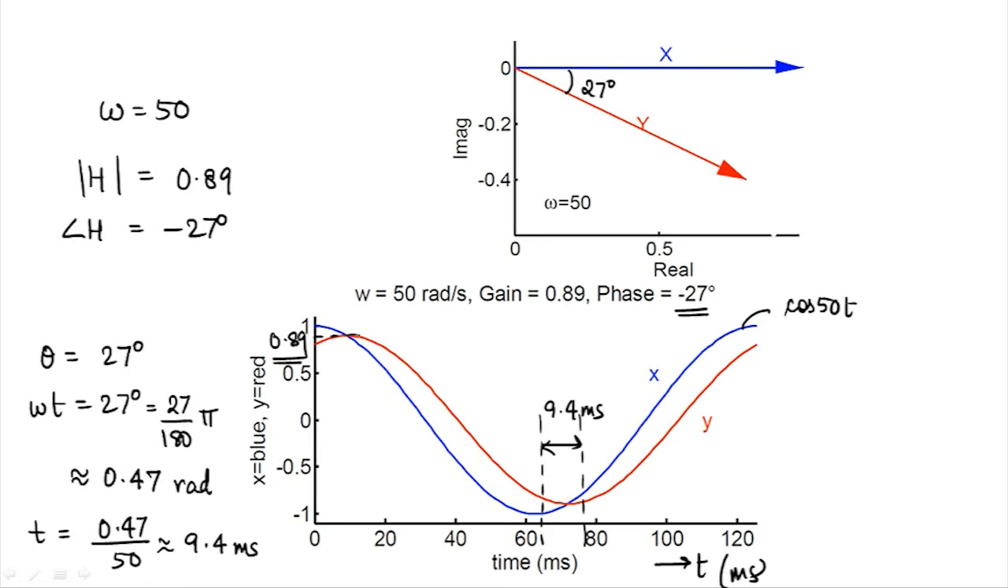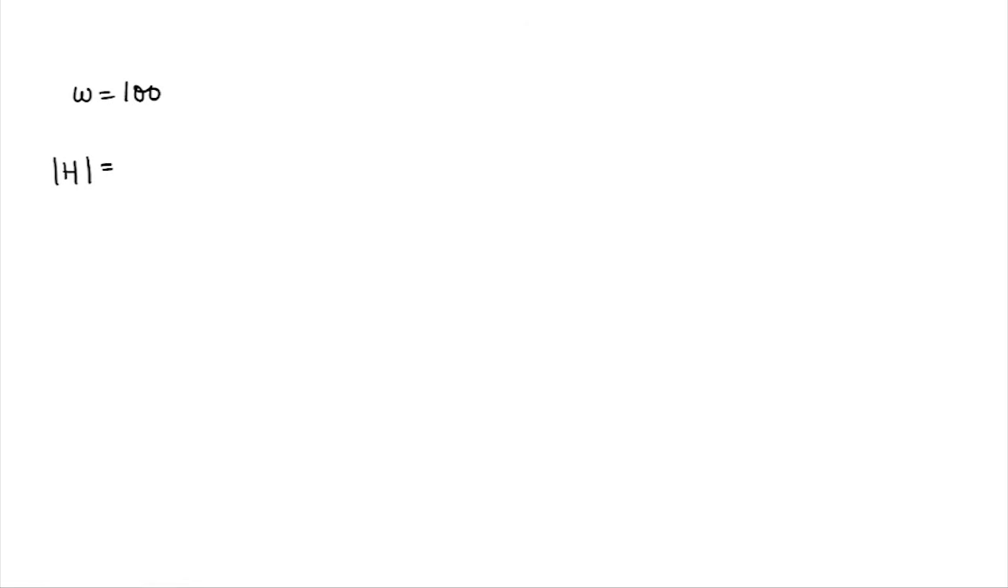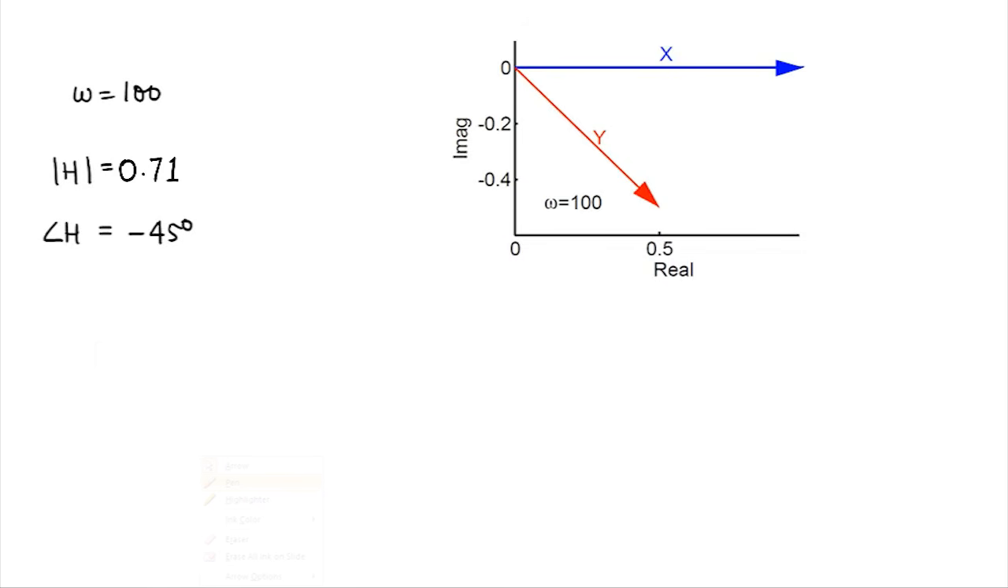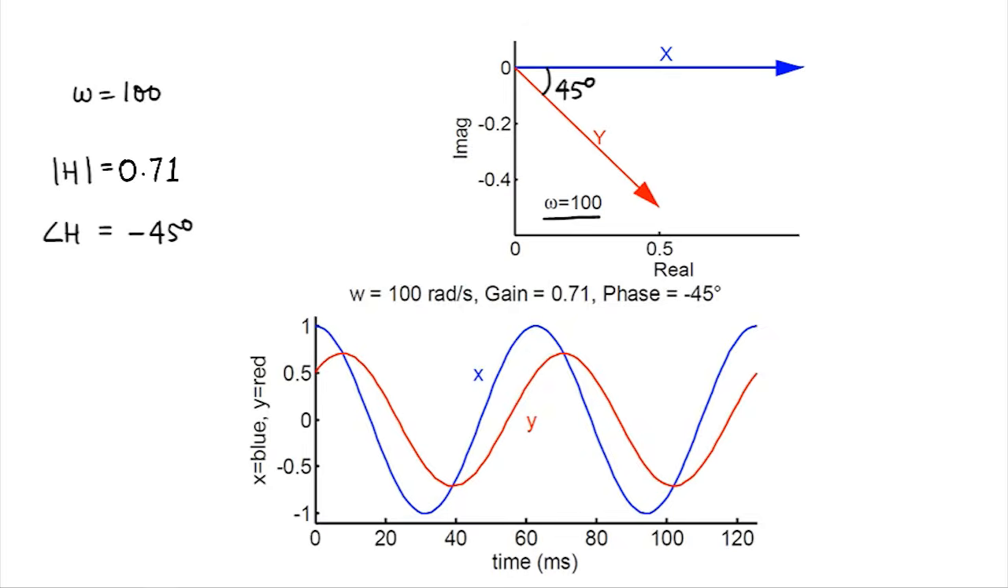Now what would happen if omega was 100? The magnitude would change by a factor of 0.71 and the angle would change by minus 45 degrees. So here this is the input. The output when omega is equal to 100 has a length 0.71 times the input. The angle by which it lags behind the input is 45 degrees. This is how it would look in time.